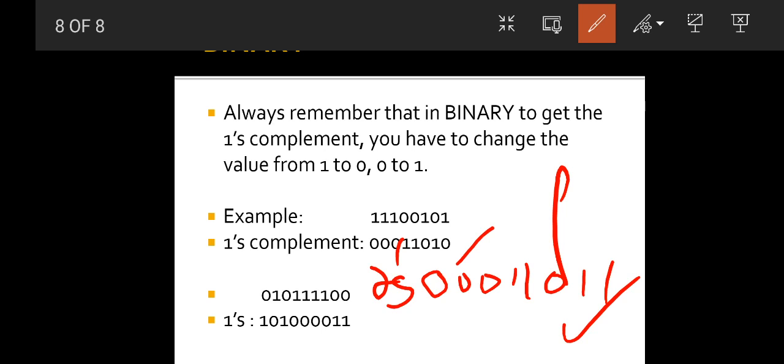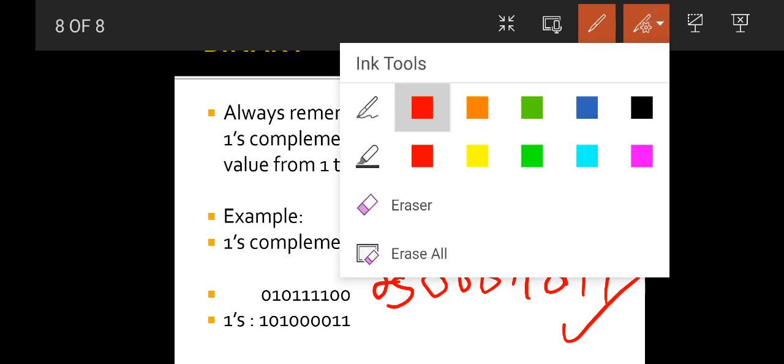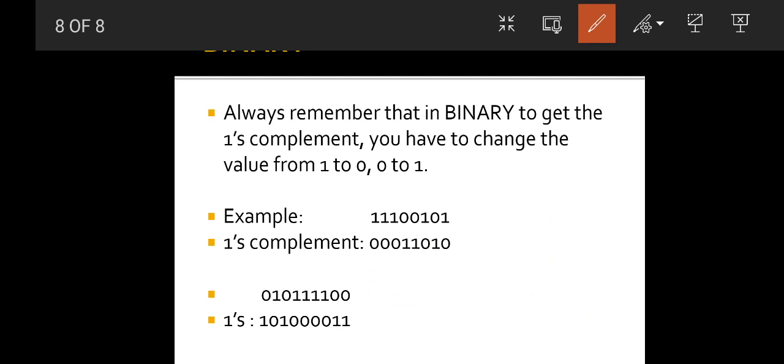Okay. How about another example? You have your given value 0 1 0 1 1 1 1 0 0. To get the 1's complement, again, you have to change your 0 to 1 and 1 to 0. So that is its 1's complement. How about if you're going to get the 2's complement? You just add 1 here. Again, the result will be the answer for your 2's complement.